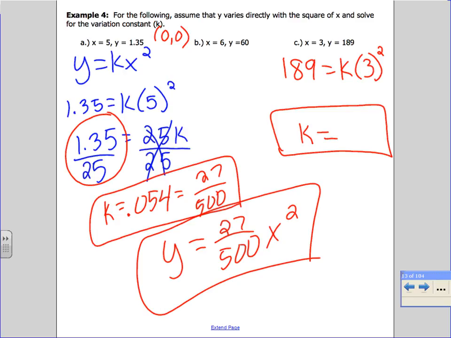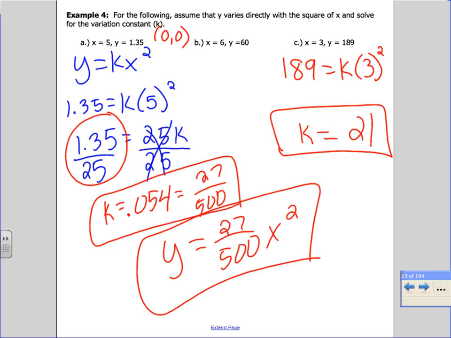All right, Gigi, what'd you get? Oh, you did B. That's right for B. If you guys did B by accident, K is 5/3, which is 1.6 repeating. But C, sorry, maybe I said it wrong. Kevin, what'd you get for C? Okay. C is 21. You end up with 189 divided by 9 because it varies directly with the square.